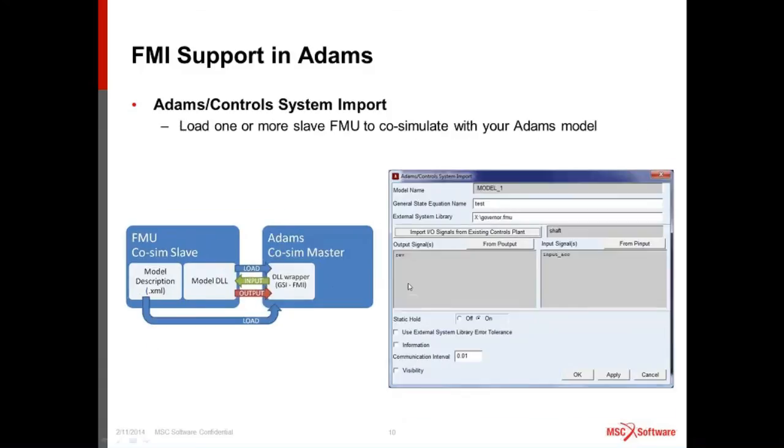And here is the control system import, and it's also the same as the current control system import panel. A little bit different is that you have these two extra options. If you specify FMU here as the external system library, you will be asked to specify a communication interval, and also you can specify whether the slave FMU will be visible during the co-simulation.